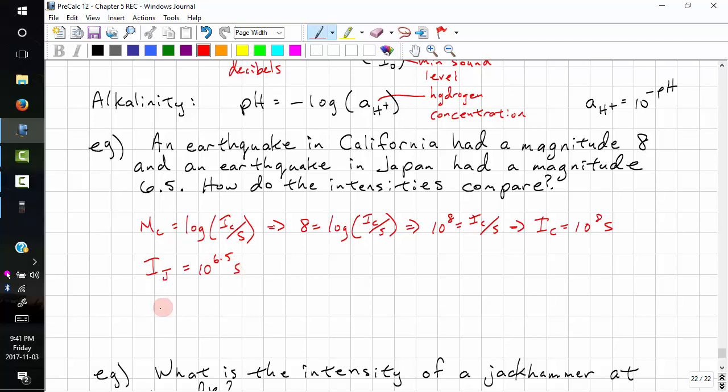Now we can do the comparison. IC divided by IJ equals 10 to the power of 8 S over 10 to the power of 6.5 S. We can cancel out the S's. And we need to do 10 to the power of 8 minus 6.5. This is dividing powers, so we subtract exponents. 10 to the power of 1.5, and that is approximately 31.6 times the intensity.